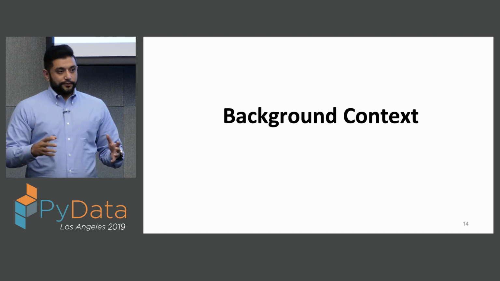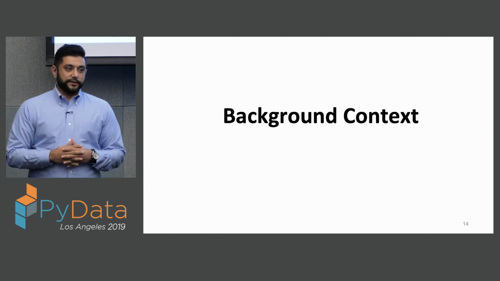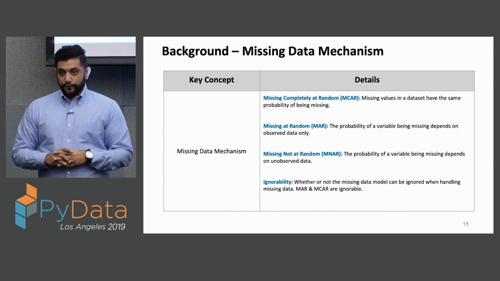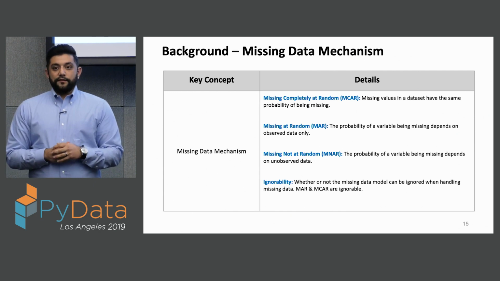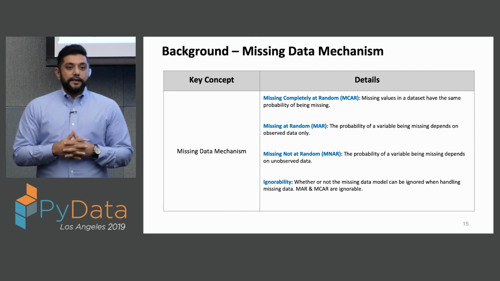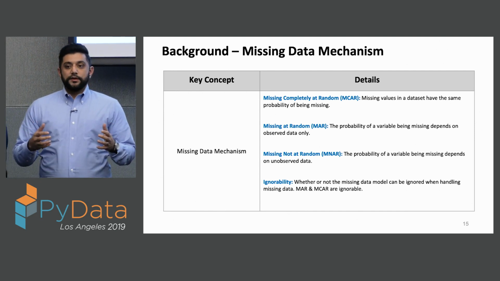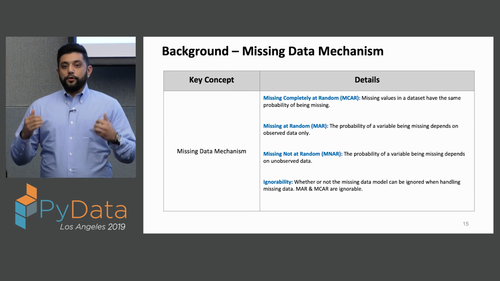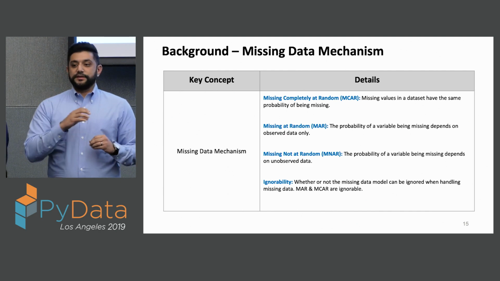And so going into the background, what we first need to understand is the missing data mechanism. There are three types of missing data mechanisms. The first is missing completely at random, MCAR. The fundamental premise here is that MCAR is any time there is missingness with an equal probability of missingness. So no matter what's going on, the chance of being missing is equal.